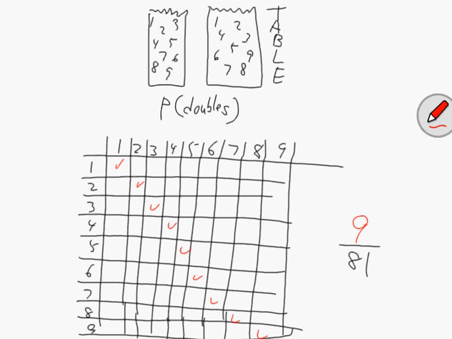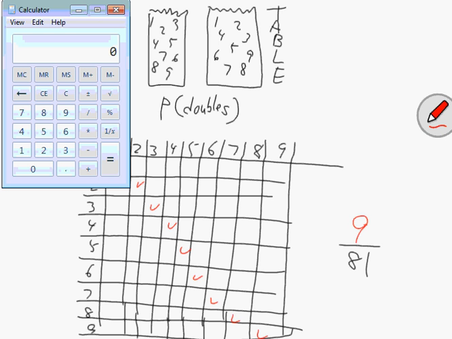So theoretically, pulling out a double, a 1 from bag 1 and a 1 from bag 2, or a 2 from bag 1 and a 2 from bag 2, there are 9 chances out of 81 possible outcomes, which is 9 divided by 81 equals 0.1 repeating, which is approximately 11.1%.